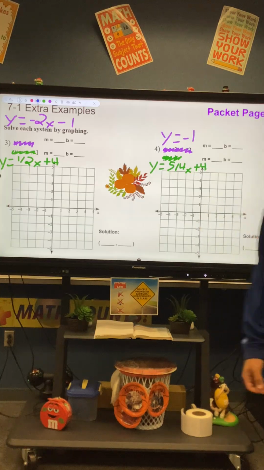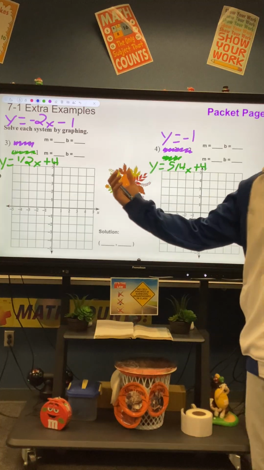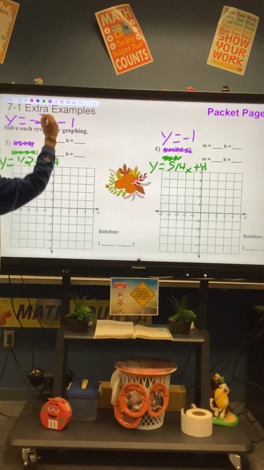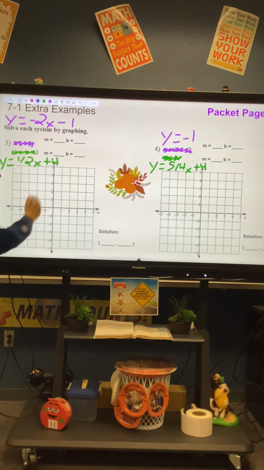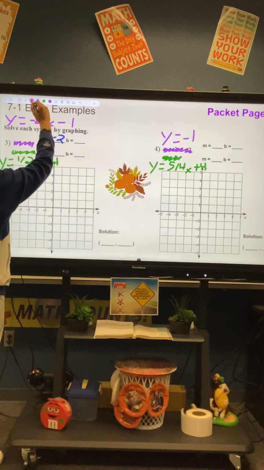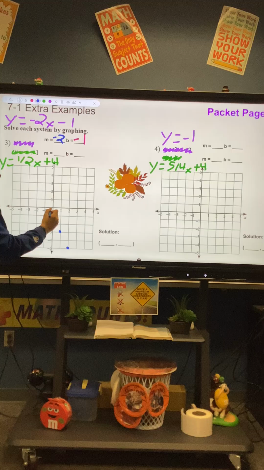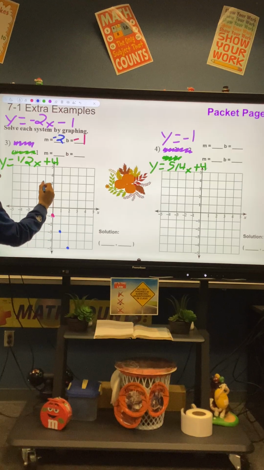What y'all doing? I still got 3 minutes. But since it seems like y'all done with this one, my M value is -2. My B value is -1. -1 tells you that I have a point at 0, -1. From there, I go down 2 to my right 1, down 2 to my right 1, and I'm gonna go up 2 like this.